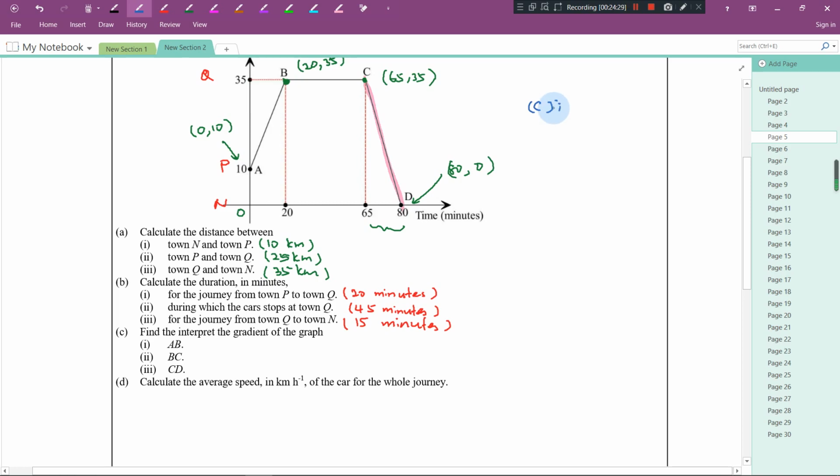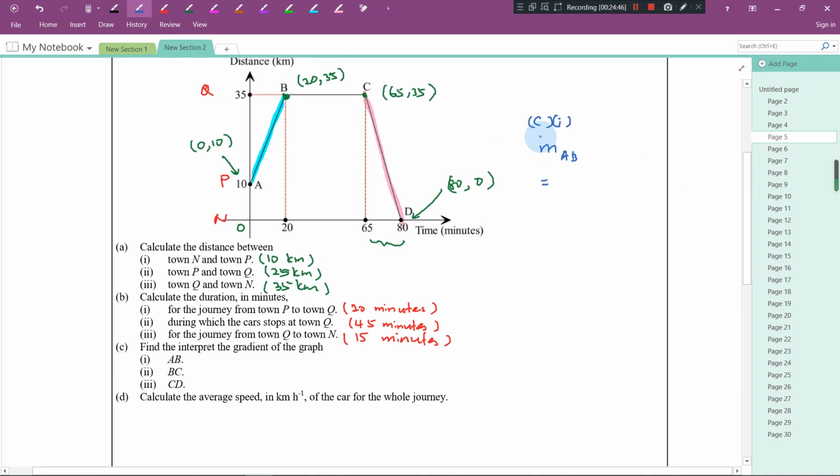Part C, part 1. Gradient of AB. So still remember the formula? I hope that you still remember y2 minus y1 divided by x2 minus x1. Now we have to focus here, AB. 35 minus 10, 20 minus 0. So here you will get 25. This is 20. Okay, just press your calculator.